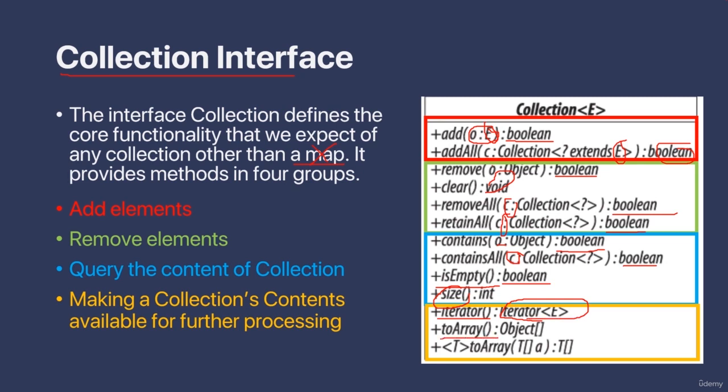ToArray, copy elements to an object array. It will copy the elements to the object array. And ToArray, copy elements to a T array. Object array and T array. The last two methods in this group convert the collection into arrays. The first method will create a new array of object, and the second will take an array of T type and return an array of the same type containing the elements of the collection.